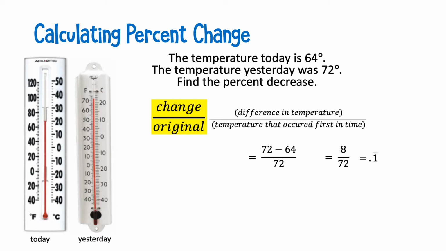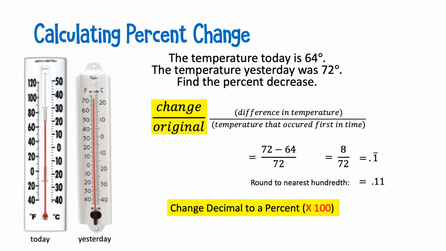When we divide, we get 8 divided by 72, or 0.1 repeating. If we round to the nearest hundredths, we get 11 hundredths, but we need to change this to a percent. By multiplying by 100, we move our decimal 2 places to the right and add our percent sign. We see that this is an 11% decrease. It starts at 72 and decreases to 64 from yesterday to today, an 11% decrease in this example.